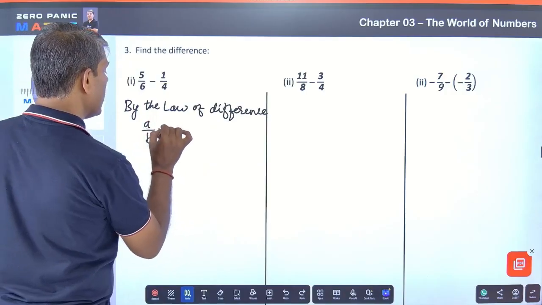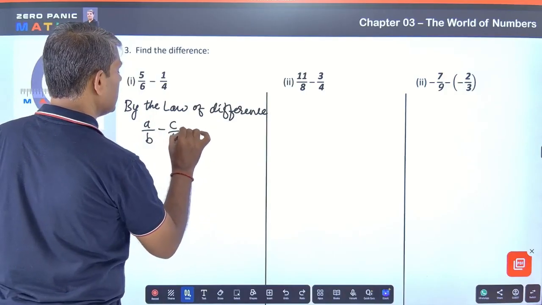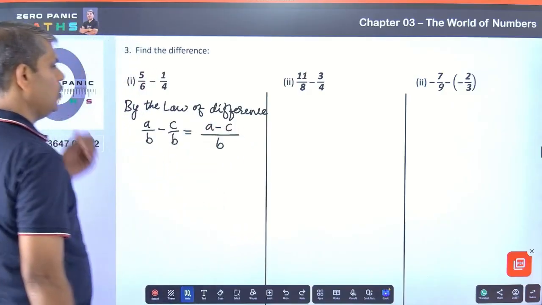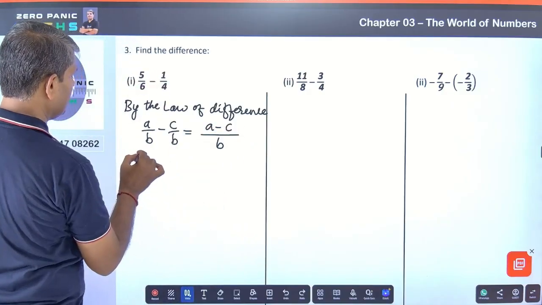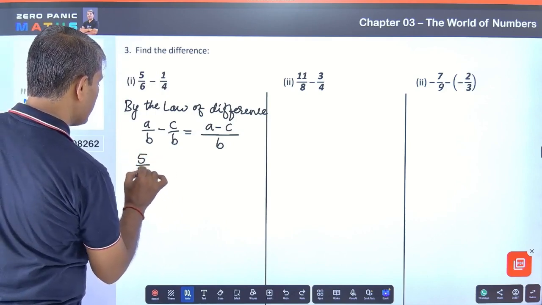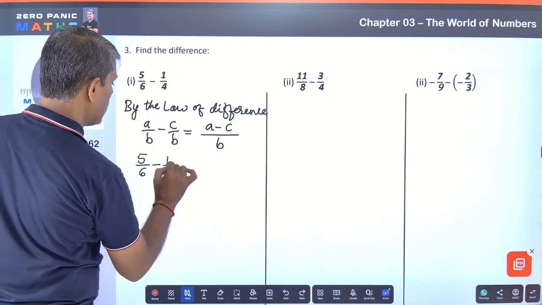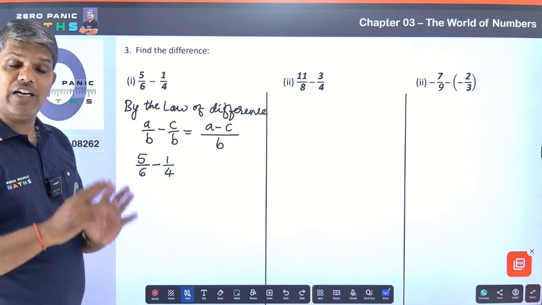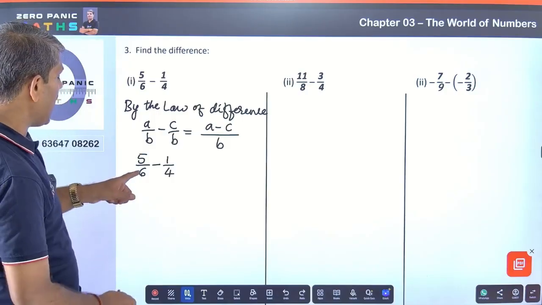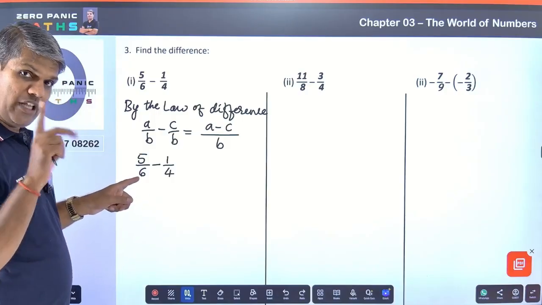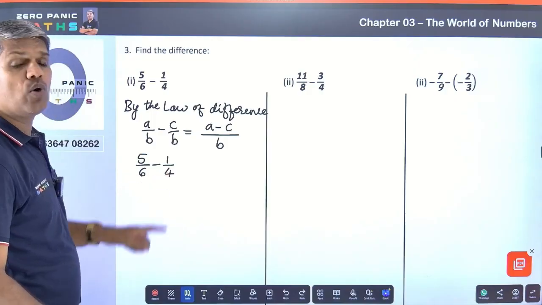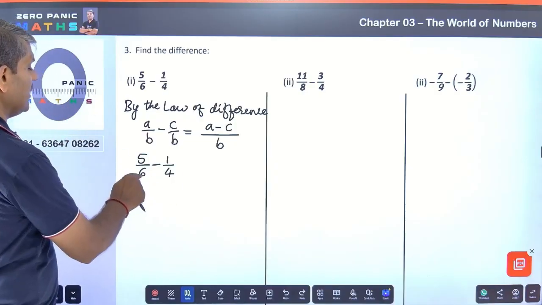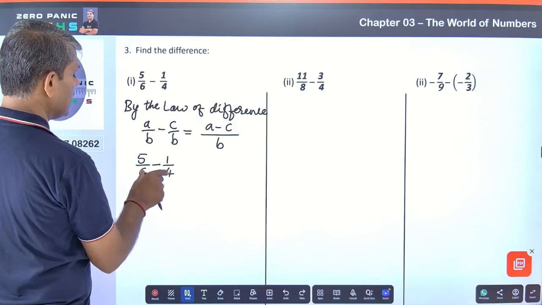We will consider a by b minus c by b, considering b as the common denominator, and it is a minus c in the numerator. So applying this law here, the values are 5 by 6 minus 1 by 4. Again you can see that 6 and 4 are two different numbers. To convert them to the equal denominator, I have to multiply 6 by 2 so that it will become 12, and multiply 4 by 3 so that it will also become 12. So 12 is the least common multiple of 6 and 4.